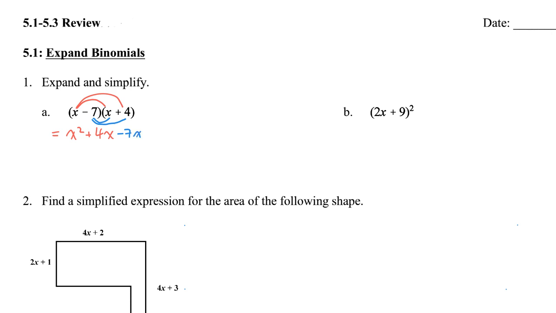And then we have negative 7 times positive 4, which gives us, well, negative 28. All right. So when you get your negative 28, the last stage of our calculation is to take the information that's in the middle of our equation and add it together. So we have plus 4x and negative 7x. So we got x squared plus 4x minus 7x gives us negative 3x. And then we have minus 28 as our final answer.